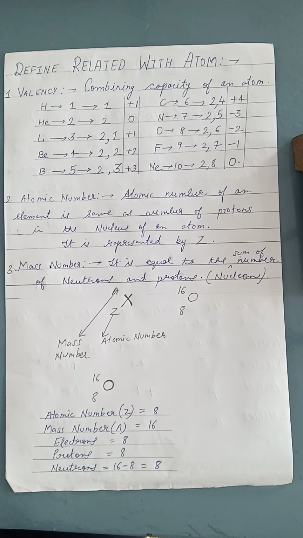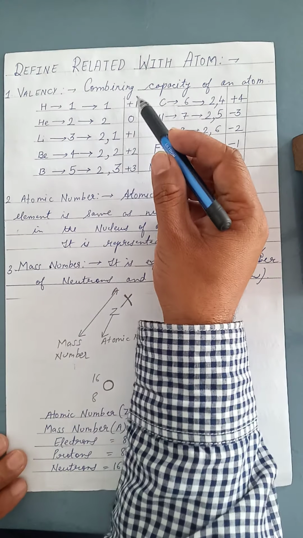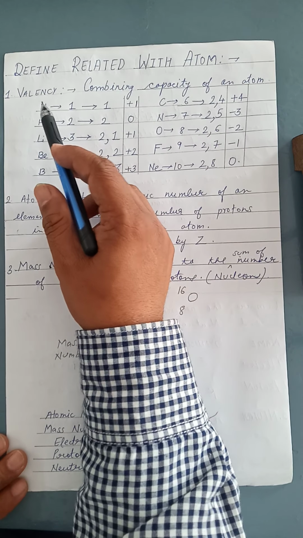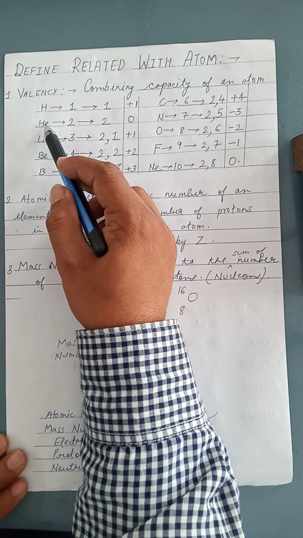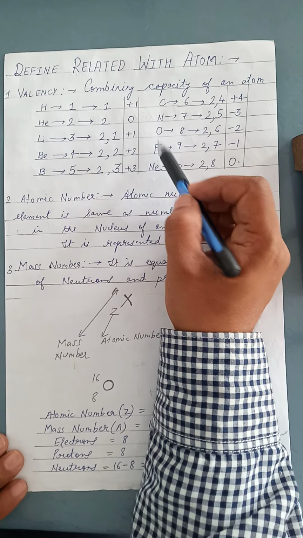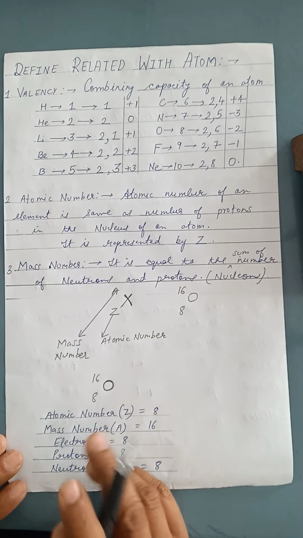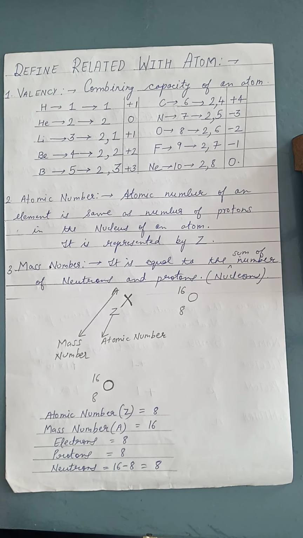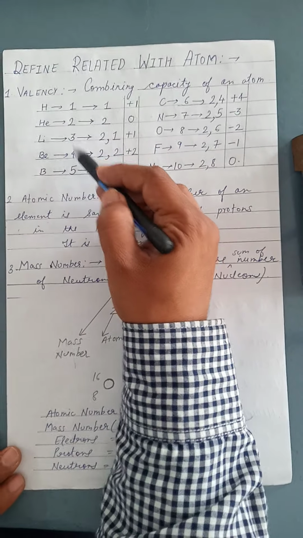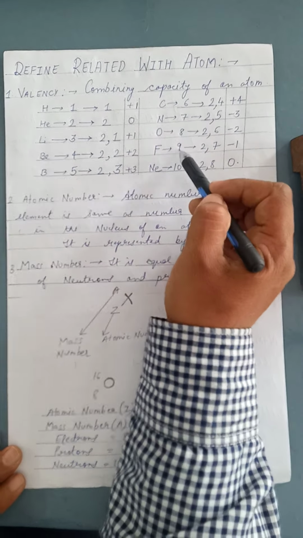Now you already know how to calculate the valency, but since we are learning this definition, once again we can recall. So we are writing the atom names of the elements: hydrogen, helium, lithium, beryllium, boron, carbon, nitrogen, oxygen, fluorine, neon. Just examples we are taking to learn the valency. Now we all know the atomic numbers. We are writing 1, 2, 3, 4, 5, 6, 7, 8, 9 and 10.